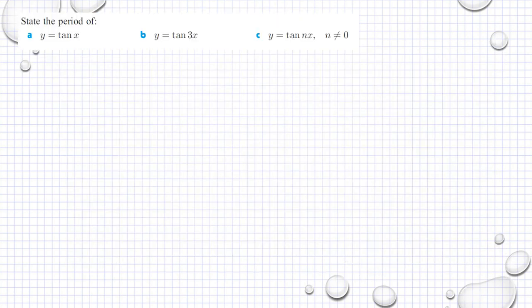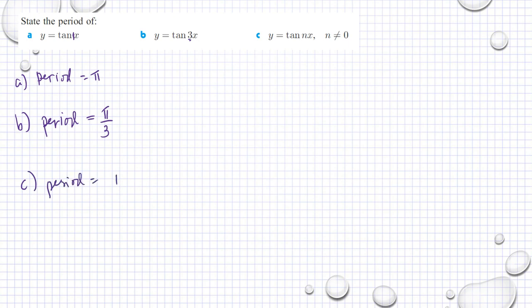State the period of tangent x. For A, we have pi, because we have only 1 here. For B, the period should be pi divided by 3. Our B here is 3. For C, our period is equal to pi divided by n, where n is not equal to 0.